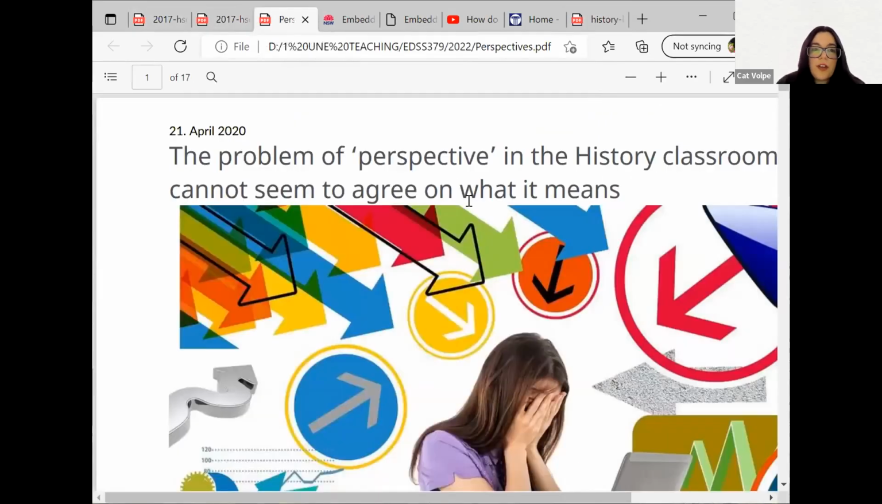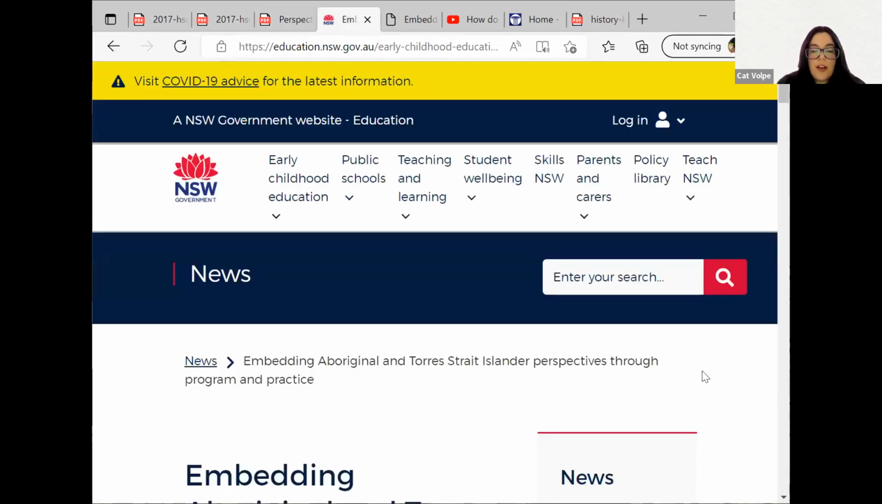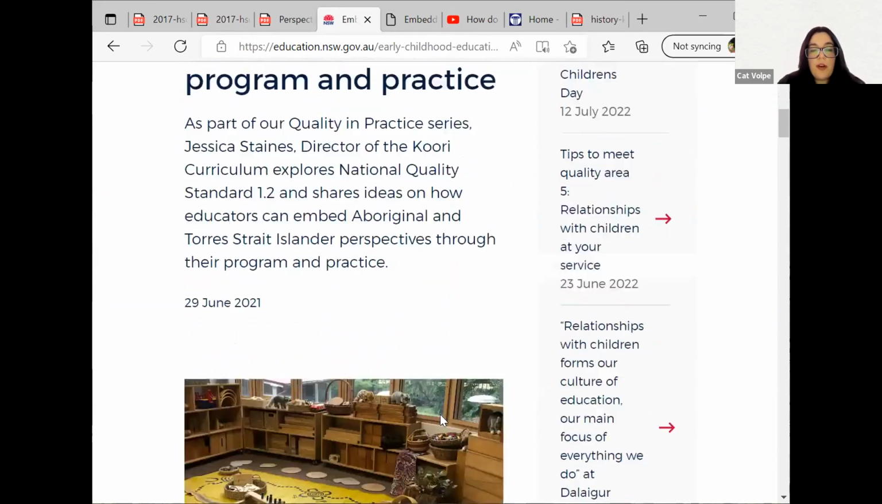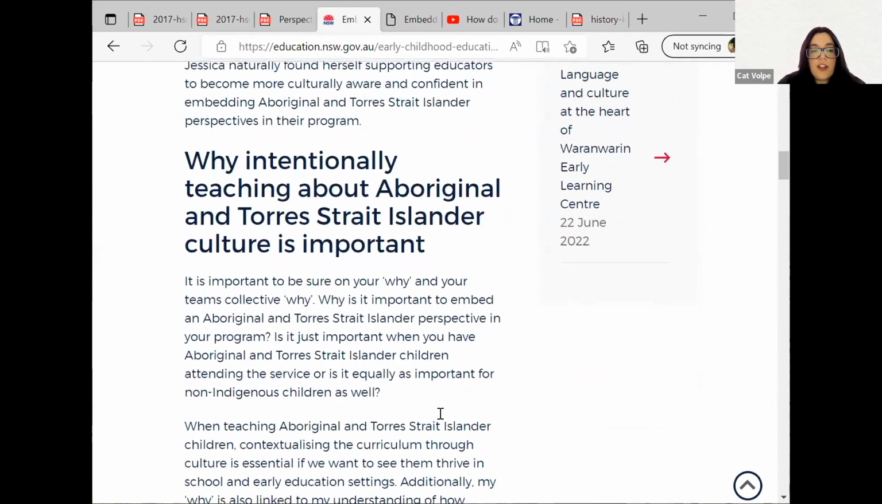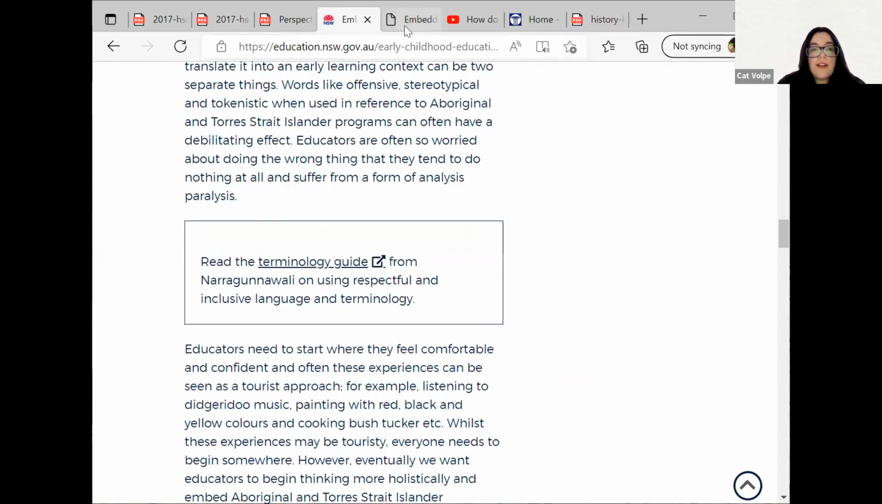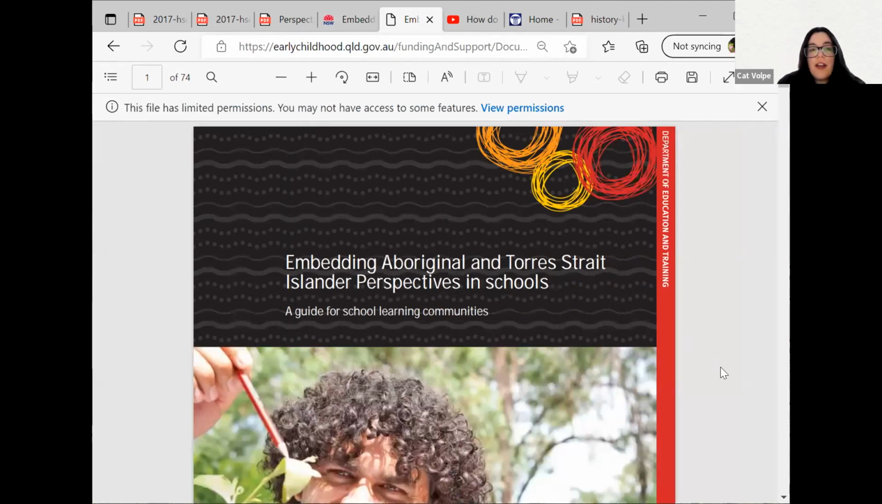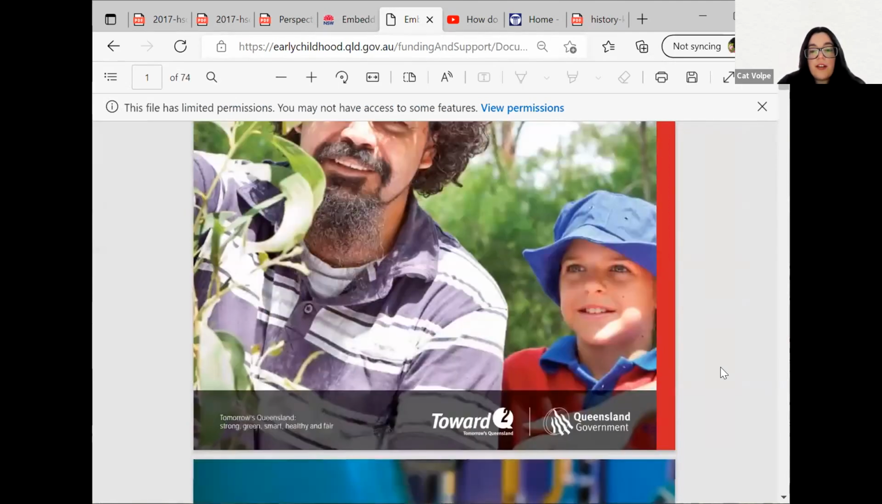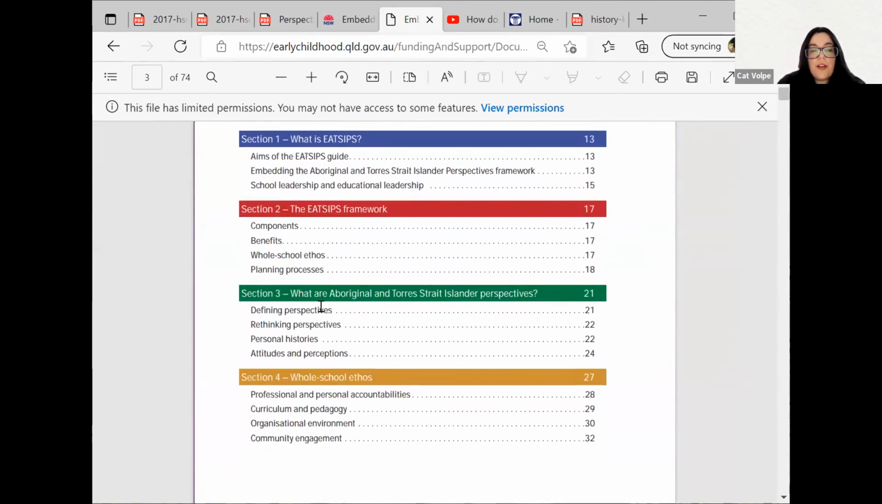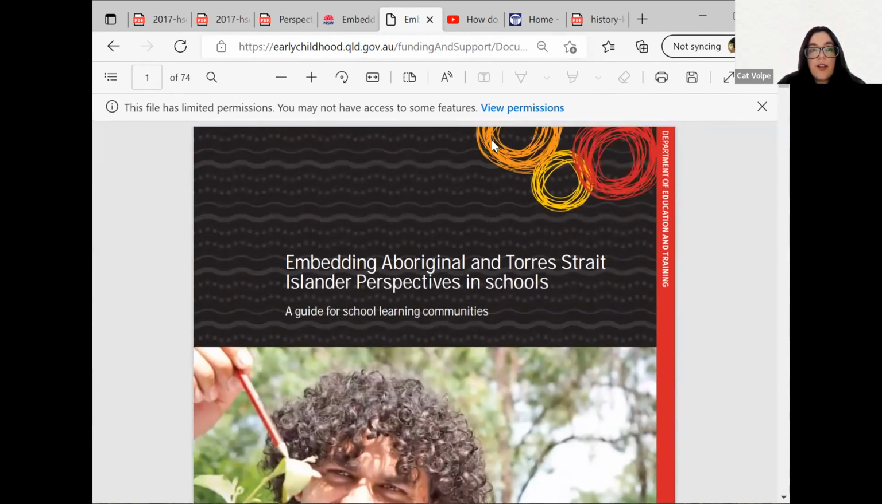Okay, so the first one is this one here. Embedding Aboriginal and Torres Strait Islander perspectives through program and practice. So there's quite a bit of information there. Okay, some tips and some links, and there's this one as well, which is actually from the Queensland government, and it's a PDF. So what are Aboriginal and Torres Strait Islander perspectives? Defining them, rethinking them, and attitudes and perceptions, which is quite good. So I'll upload this as well for you to have a look at.